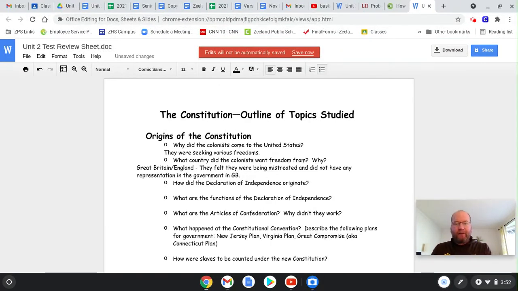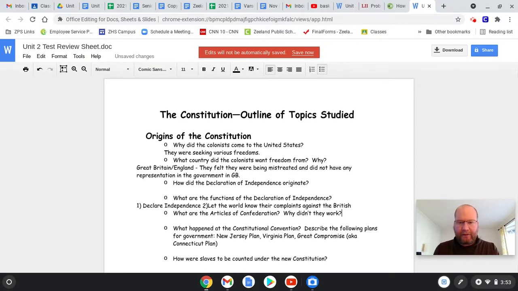So how did the Declaration of Independence originate? We're going to skip over that one too, because we can go right down to this one. What are the functions of the Declaration of Independence? Well, one, to declare independence. And two, to let the world know their complaints against the British.